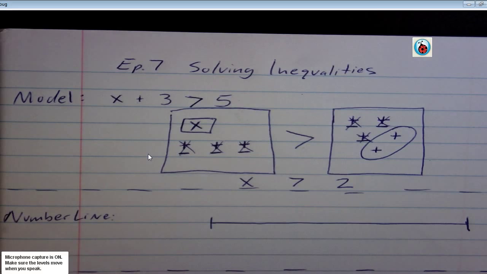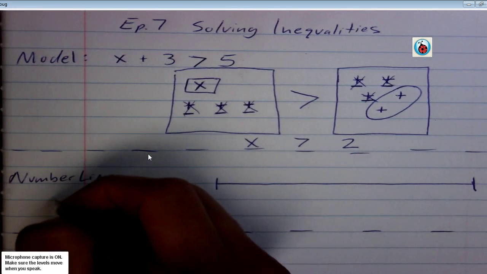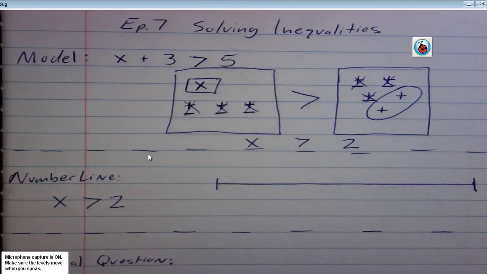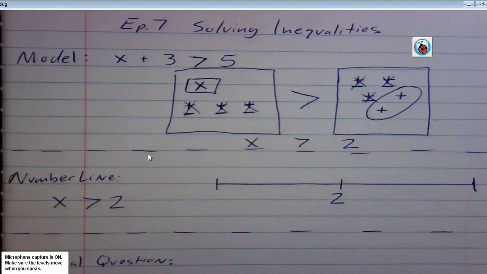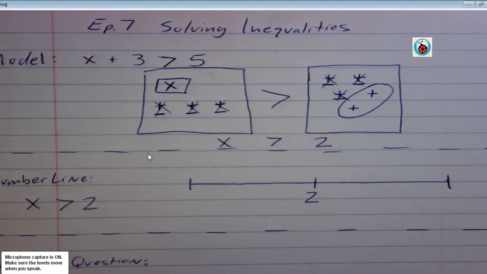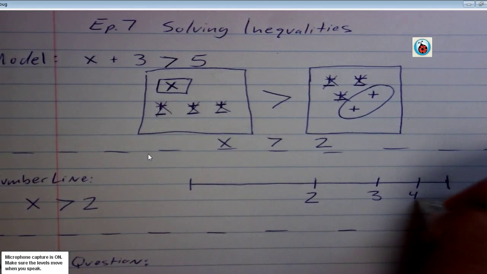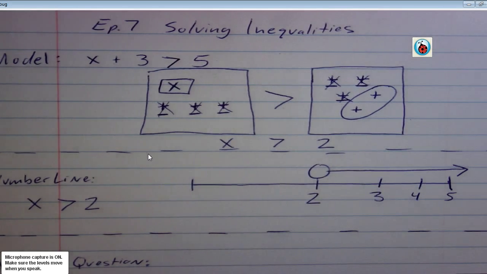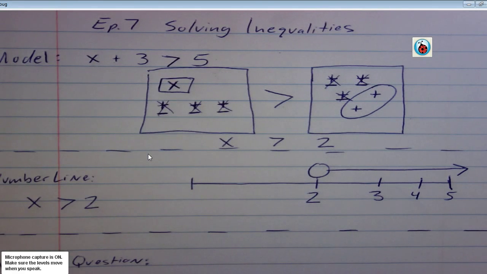So then we're going to graph that on a number line. So in the number line part, we're going to graph x is greater than 2. So that's what we did today on iExcel. That means any number bigger than 2. So which way is the arrow going to point, to the left or to the right? To the right. So like 2, 3, 4, 5. So the arrow is going to point this way. And is it going to be open or closed? Open, because there's no line underneath it.